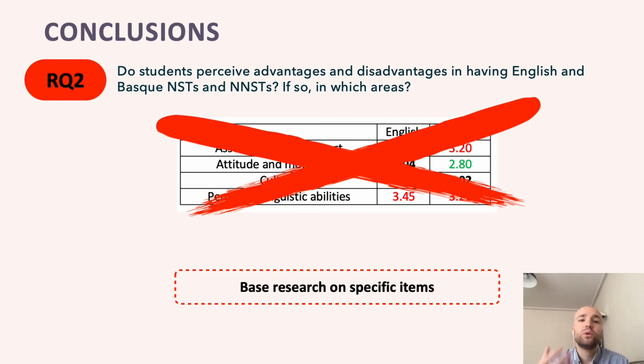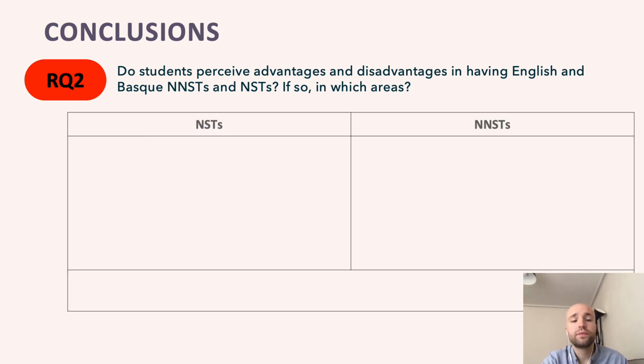From taking a look at individual items within each category, we came up with the following conclusion: this specific research should be based on specific items rather than on categories, because they shed more light on the topic. So, taking this into consideration, we looked at the individual items, as previously mentioned in the results section. Therefore, we came up with the following table in which we display just the positive aspects linked to each type of teacher.